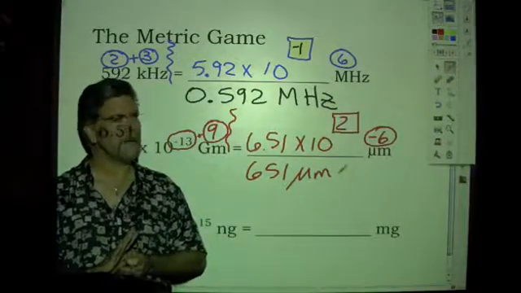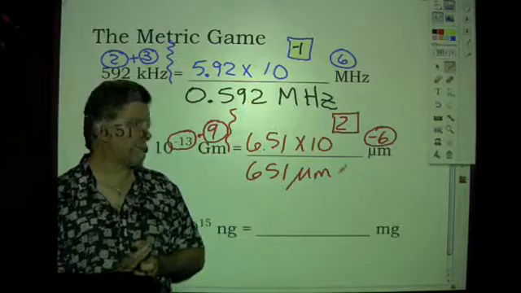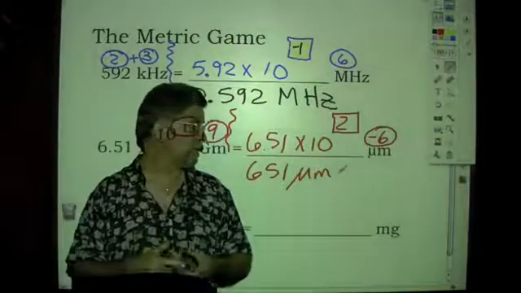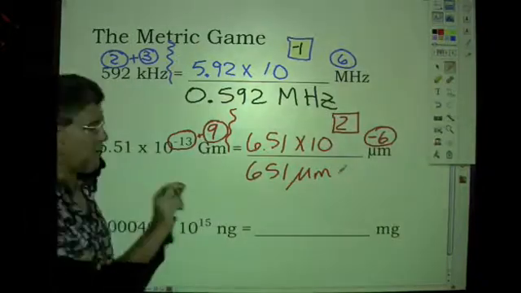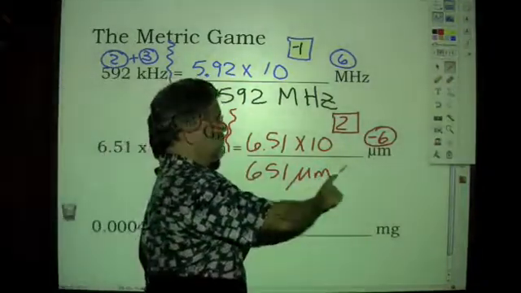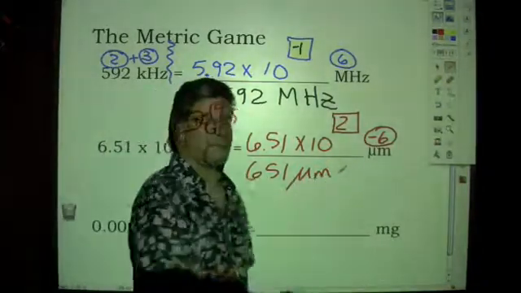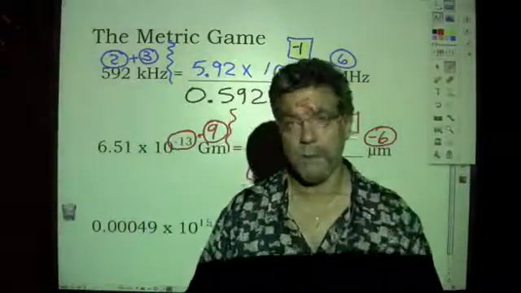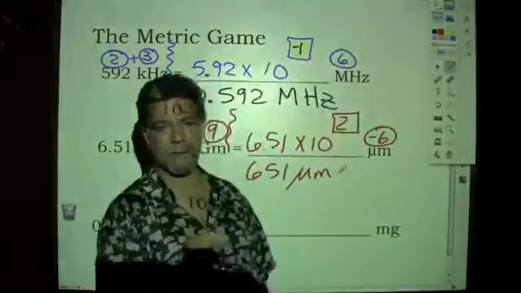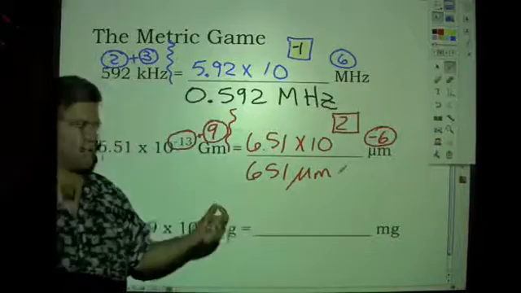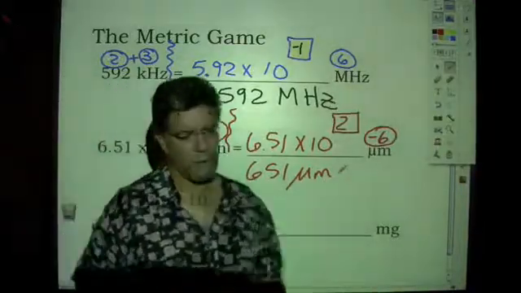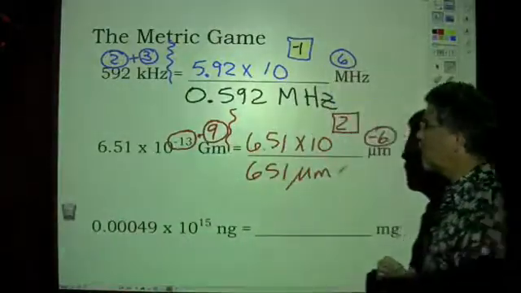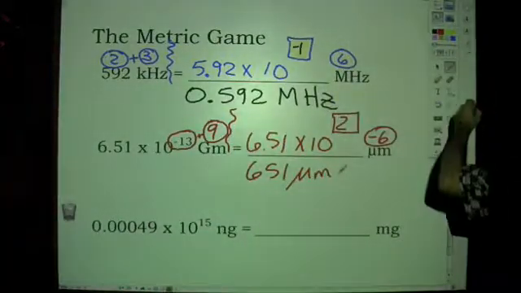Which is very, very tiny. 651 micrometers, that's not even a millimeter yet. You probably couldn't even pick that out. That's even smaller than a flea. It's like a head louse or something. Very, very tiny, almost not even visible to the eye. Okay, so very small. Right, now let's go to the third one.